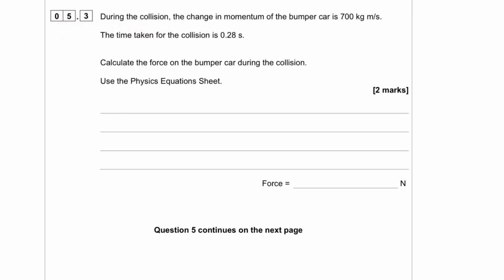Question 5.3. During the collision, the change in momentum of the bumper car is 700 kilograms meters per second. The time taken for the collision is 0.28 seconds. Calculate the force on the bumper car during the collision.